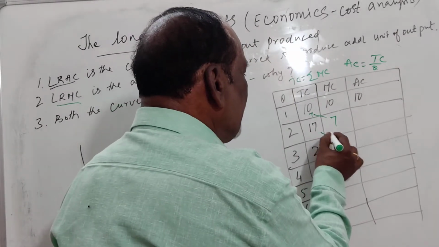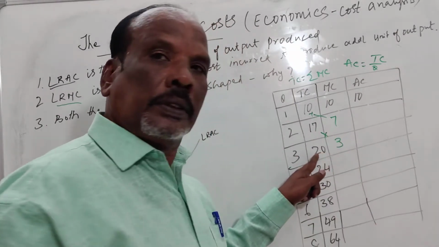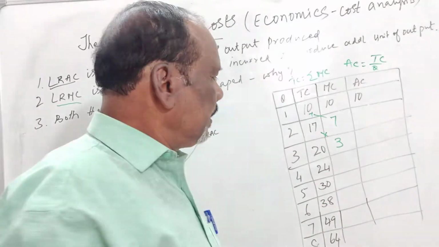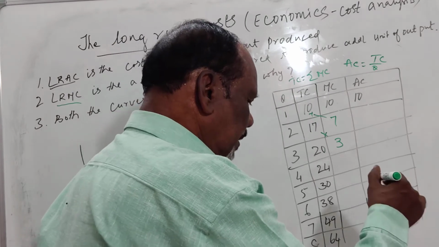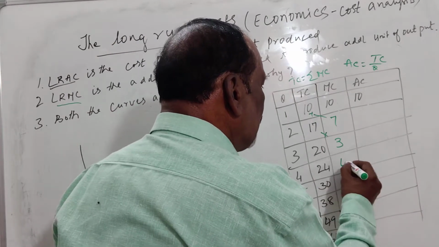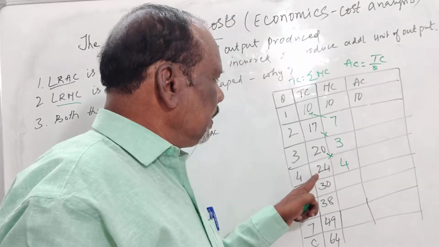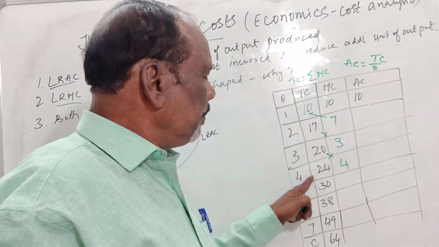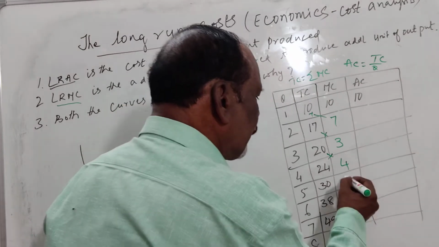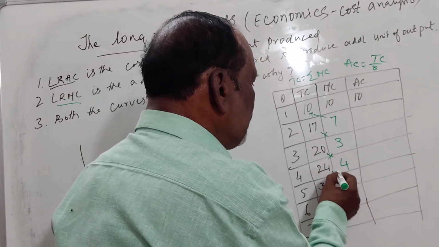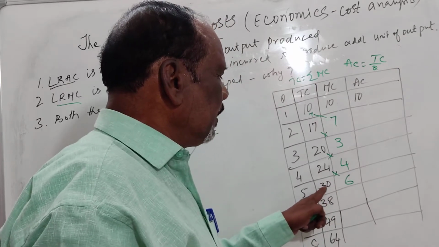17 plus 3, it becomes 20. Next, 4. So 20 plus 4 is equal to 24. Next, 6. 24 plus 6, it becomes 30.